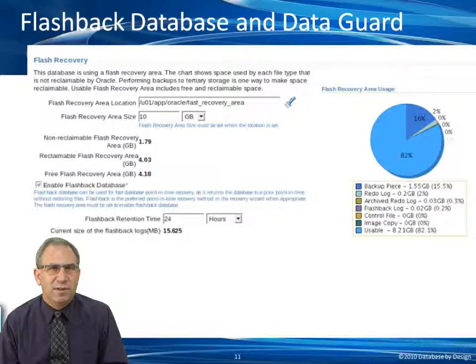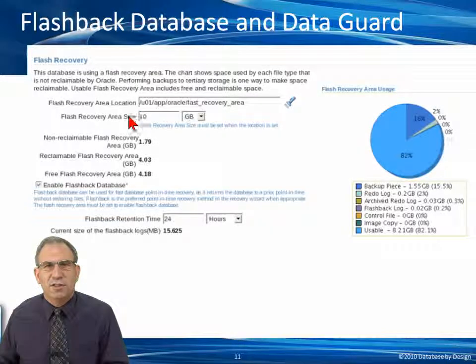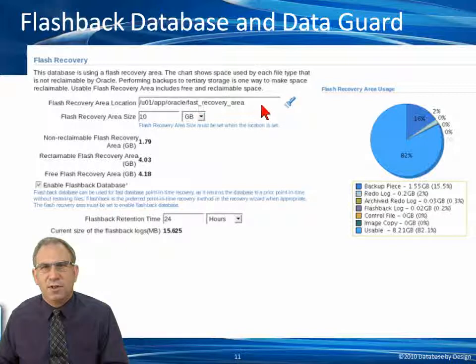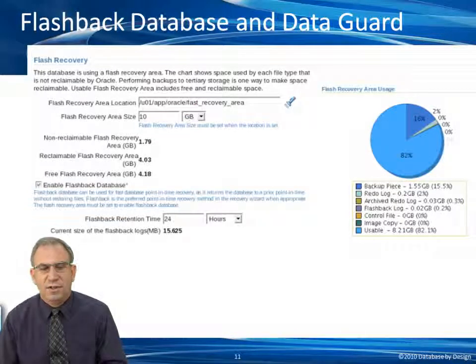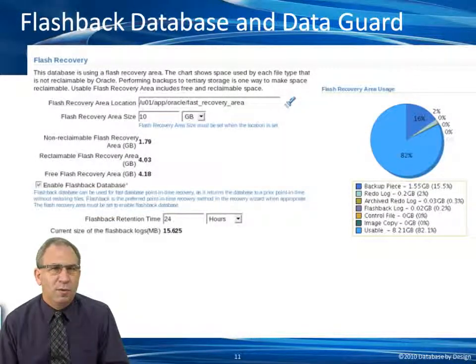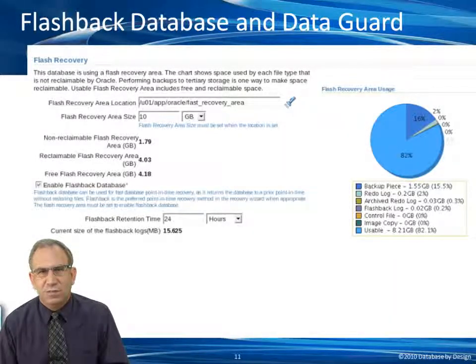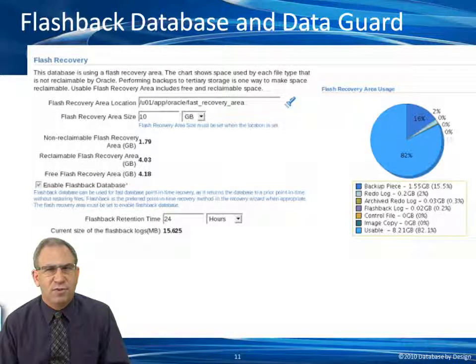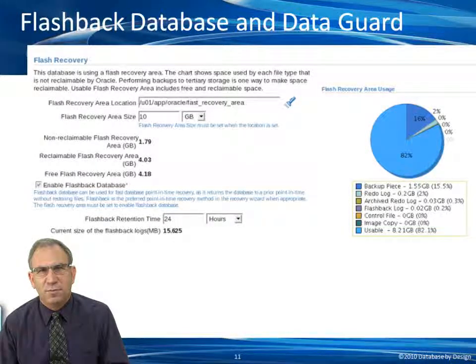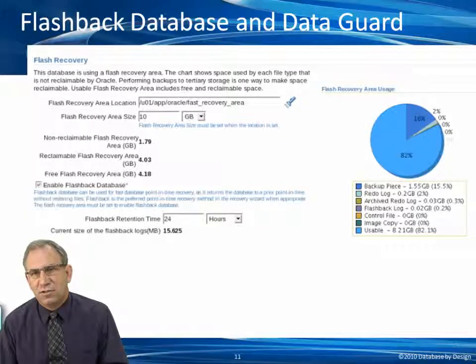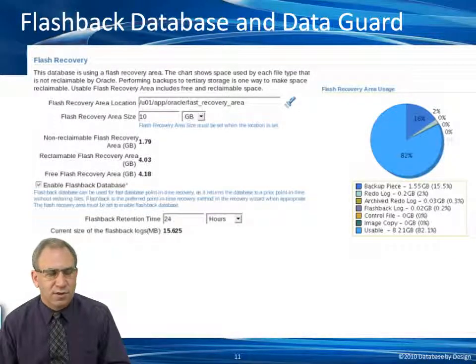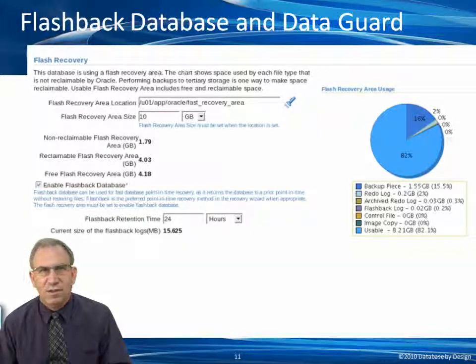So I have my flash recovery area location. If I want to change this from user 01 app Oracle flash recovery area to another location, I can do that. If I want to change my flash recovery area size, again, these parameters can be configured on the fly. By the way, if you run out of space in your flash recovery area, the Oracle database will lock up. It'll lock up tighter than a drum. It's really no different than if you run out of space in your archive log destination. So by running out of space in either your flash recovery area or your archive log area, the database will stop.